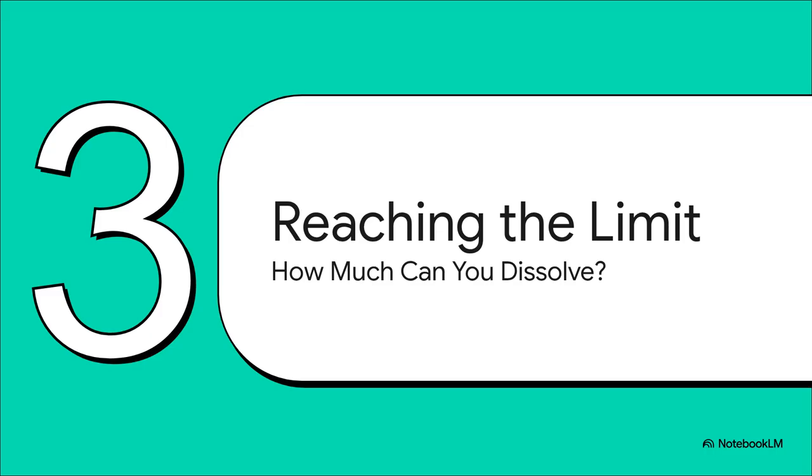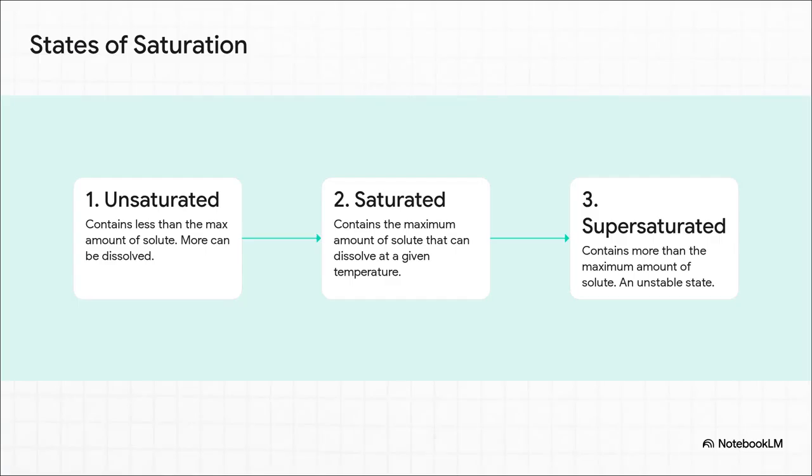You add one more spoonful, and it just swirls around and sinks to the bottom. Every solution has a limit. This whole process actually plays out in three distinct stages. At first, your tea is unsaturated. There's still plenty of room at the end for more sugar. When you've dissolved the absolute maximum amount it can possibly hold, we say it's saturated.